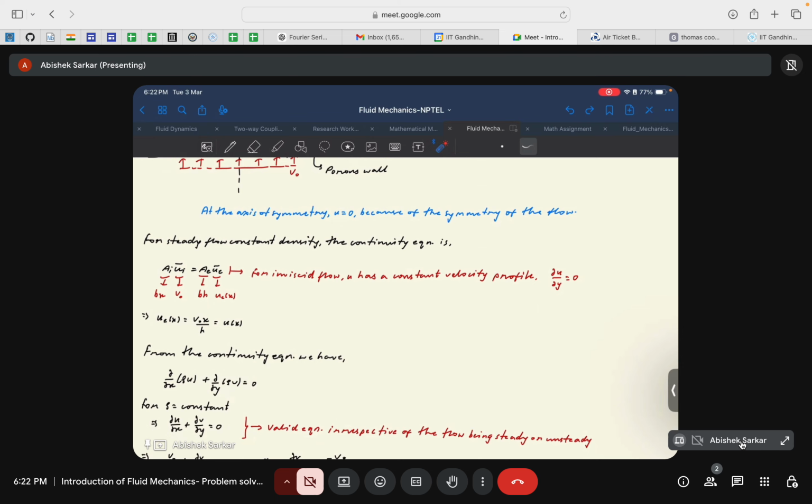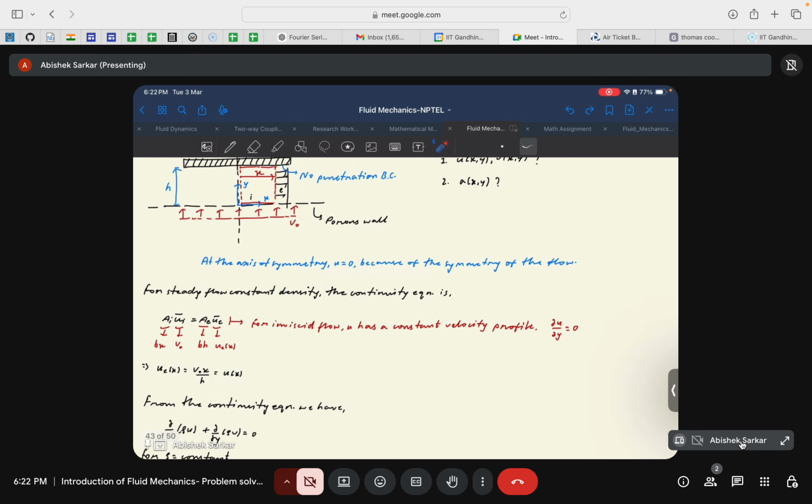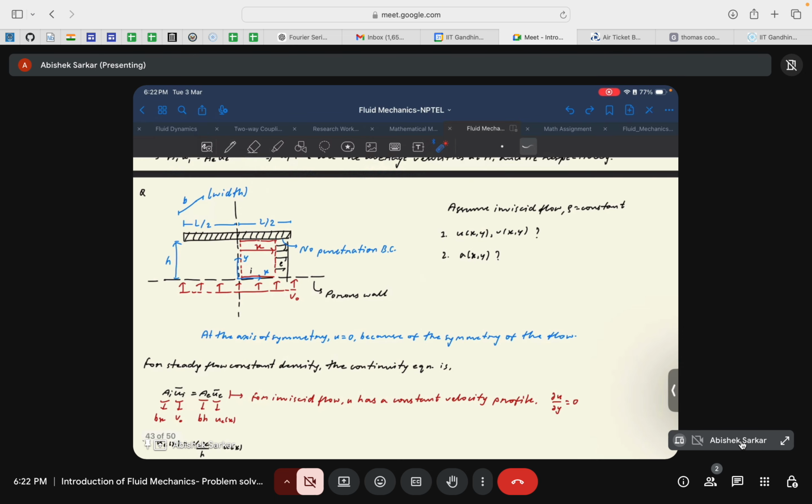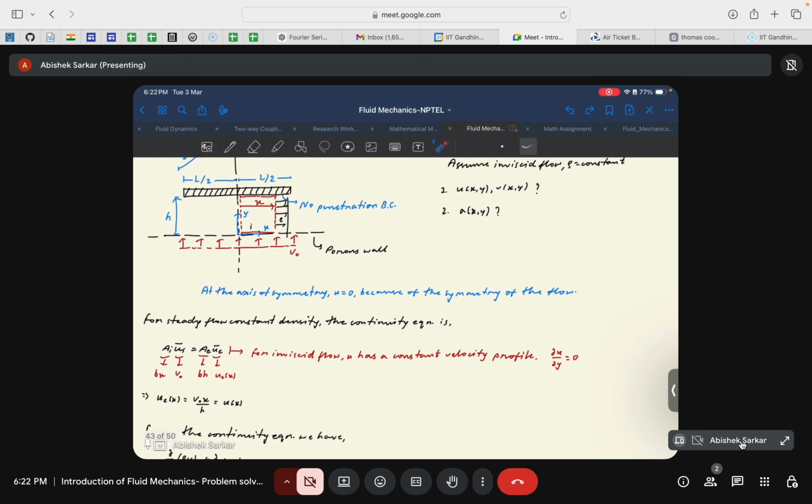And again, since the flow is inviscid, it's already given that the flow is inviscid and the density is constant, then the velocity profile would be a constant velocity profile, since there is no shear across the walls. Okay, it will remain constant across the cross sectional area.